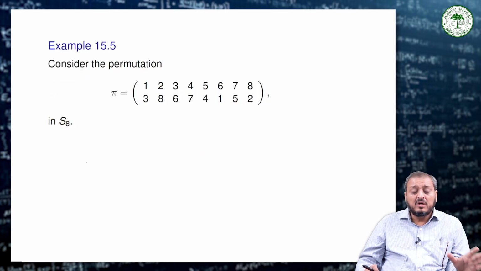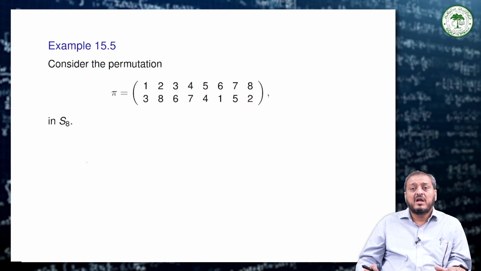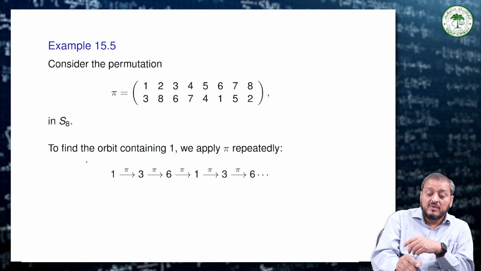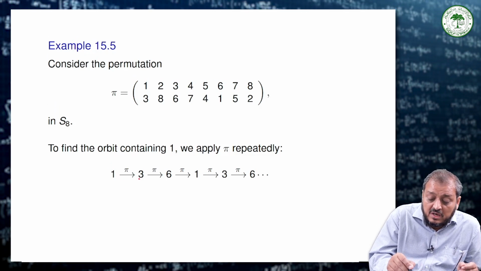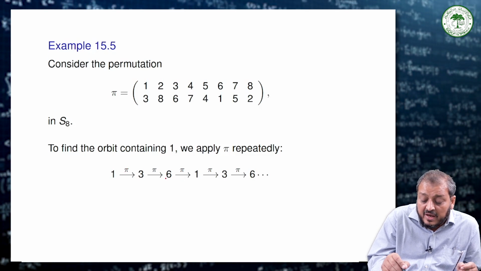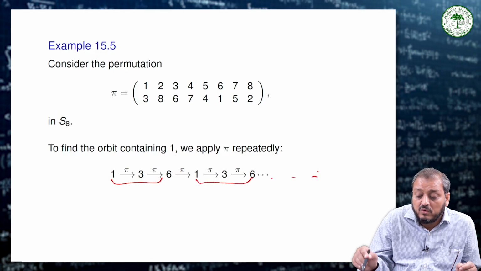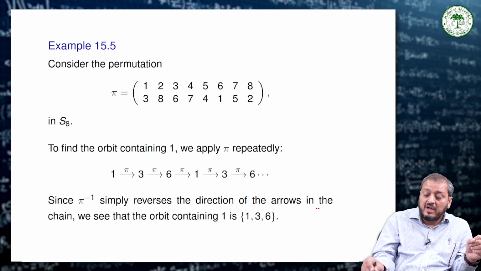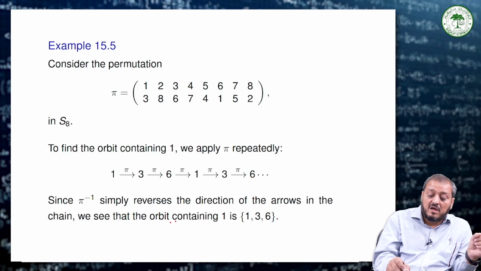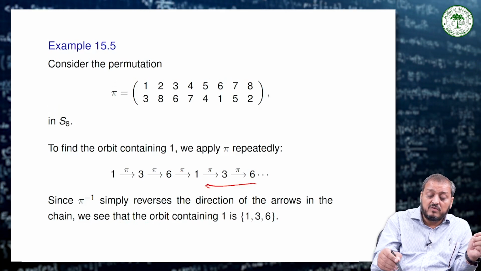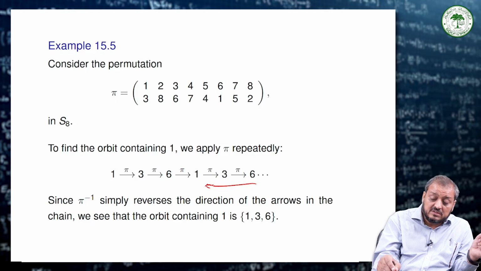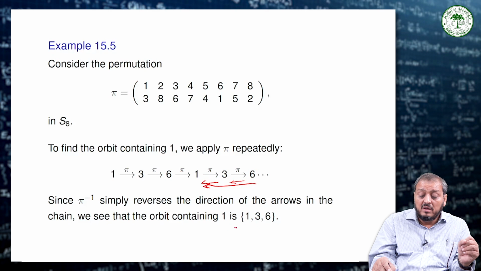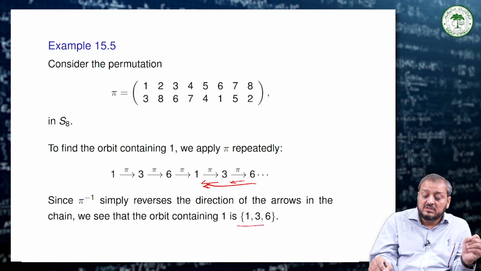So consider this permutation in S8, and we try to find its orbits. To find the orbit containing 1, we apply π repeatedly. 1 is mapped to 3, then 3 goes to 6, and after 6 a repetition starts. Since π inverse simply reverses the direction of the arrows of the chain, reversing the direction gives the same cycle. So we see that the orbit containing 1 is 1, 3 and 6.